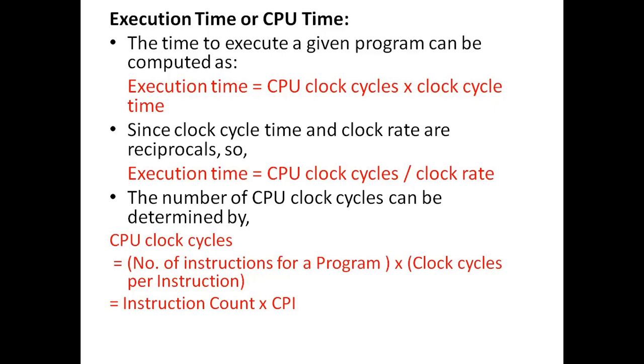So the standard formula for comparing the two computers is performance A divided by performance B equals execution time B divided by execution time A equals N. Here N is how much faster computer A is compared to B.